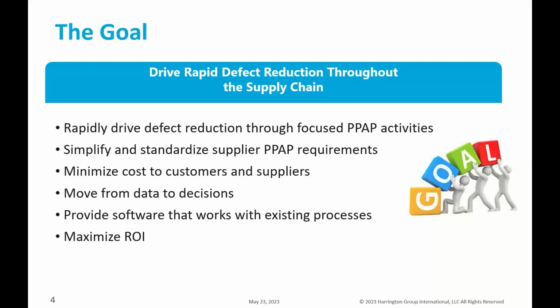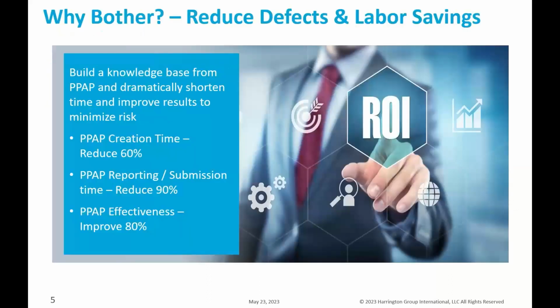Regardless of the industry you're in, the goal is rapid defect reduction throughout the supply chain, and PPAP is intended to do that. But we also need a way to simplify and standardize the requirements, and minimize the cost to both the customers that are asking for it and the suppliers submitting it. Move from data stuck in spreadsheets into an analytical database that can help with better decisions, and maximize the return on investment. We'll talk about that. The whole why bother: if we're going to reduce defects and labor savings, a lot of people are not seeing the ROI.